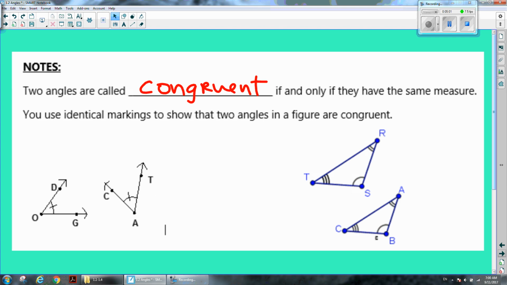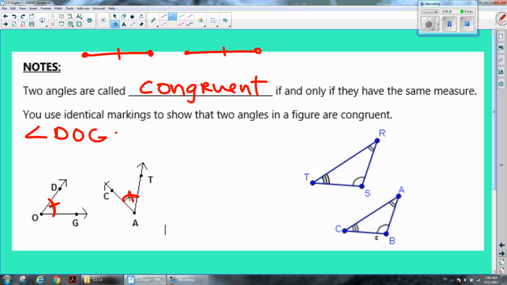Two angles are congruent if and only if they have the same measure. Use identical markings to show that two angles in a figure are congruent. So just like before, when we had congruent segments and we used those tick marks to show they were congruent, we do the same thing with angles. So here, these two angles have an arc with just one tick mark. That means angle DOG is congruent to angle CAT.